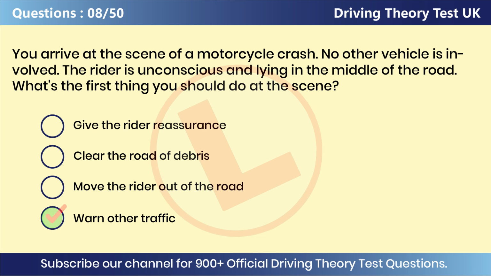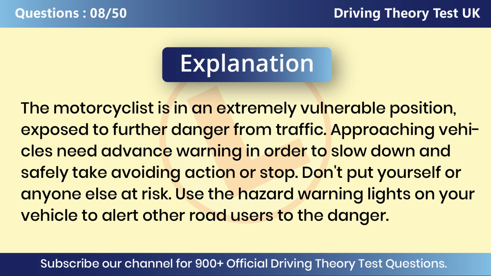D. Warn other traffic. The motorcyclist is in an extremely vulnerable position, exposed to further danger from traffic. Approaching vehicles need advance warning in order to slow down and safely take avoiding action or stop. Don't put yourself or anyone else at risk. Use the hazard warning lights on your vehicle to alert other road users to the danger.